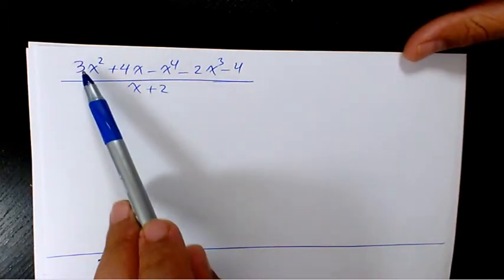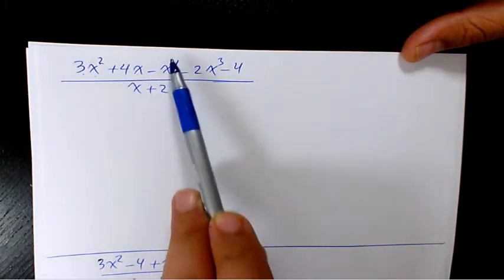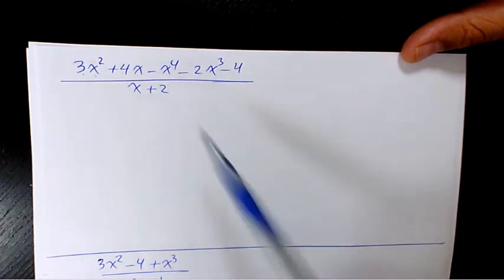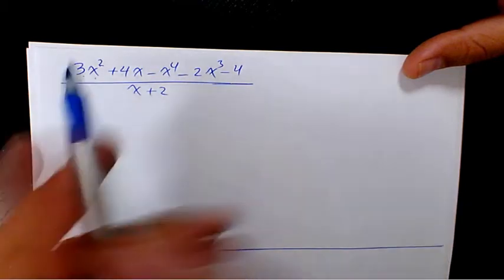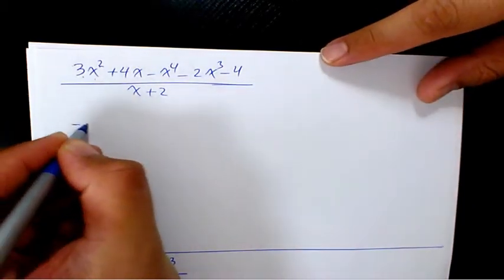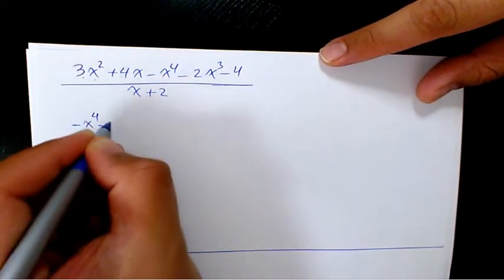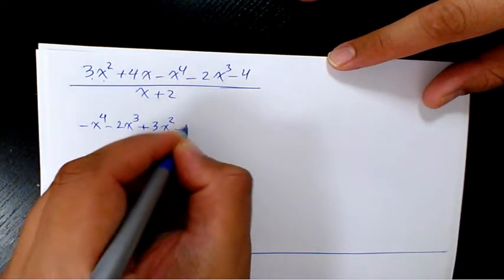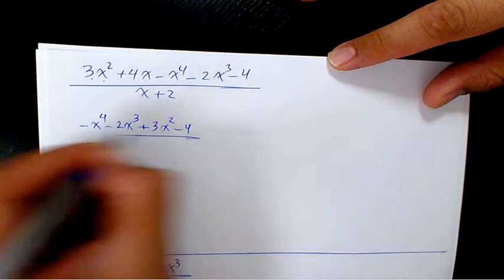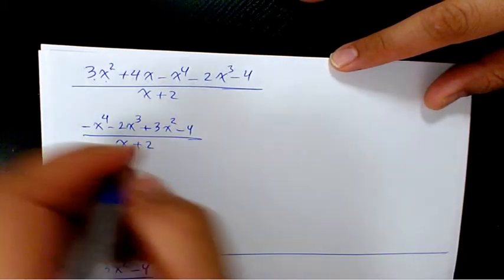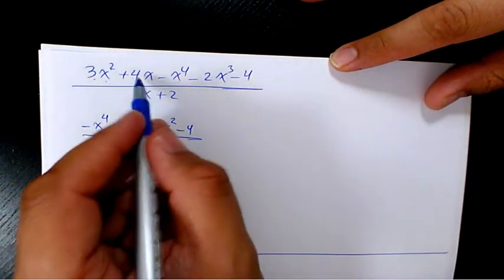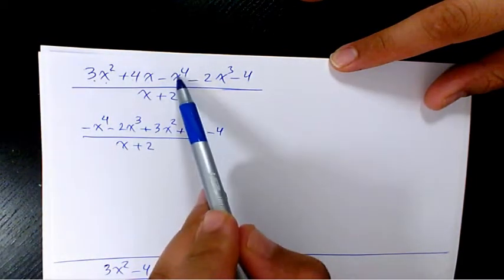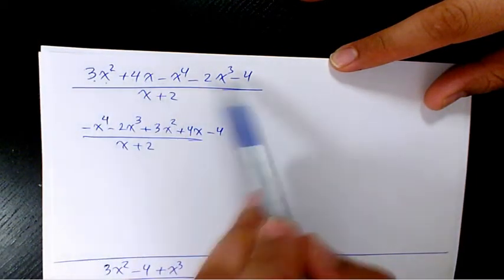First one, it says 3x squared plus 4x minus x to the power 4 minus 2x cubed minus 4 divided by x plus 2. So what we need to do, we need to arrange it in decreasing order. So -x⁴ minus 2x cubed plus 3x squared, then plus 4x minus 4, divided by x plus 2. That's how you need to arrange it. I missed that. So this one first, then this one, then this one, then this one, and this.